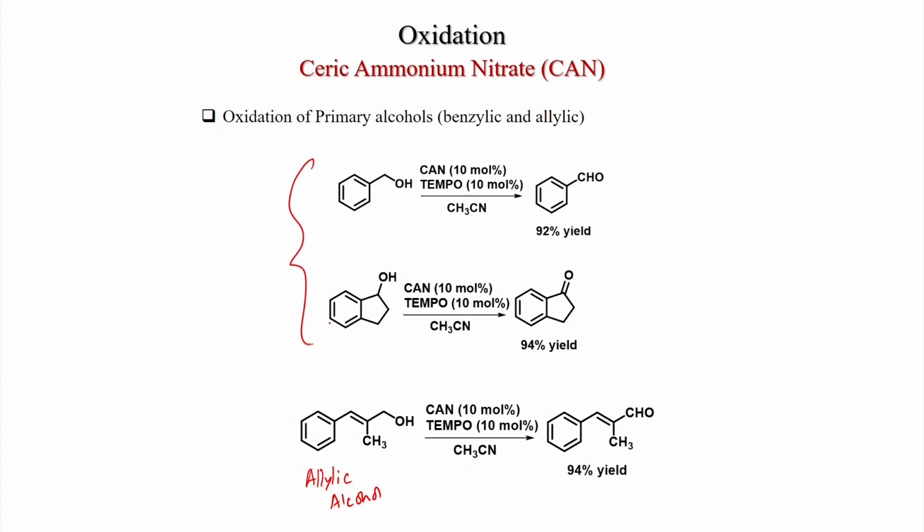And this is an example of allylic alcohol. And these two, whatever we discussed, these are benzylic alcohol. So, allylic alcohol also can be oxidized with ceric ammonium nitrate and TEMPO each 10 mole% in acetonitrile solvent, it gives 94% yield of the product.